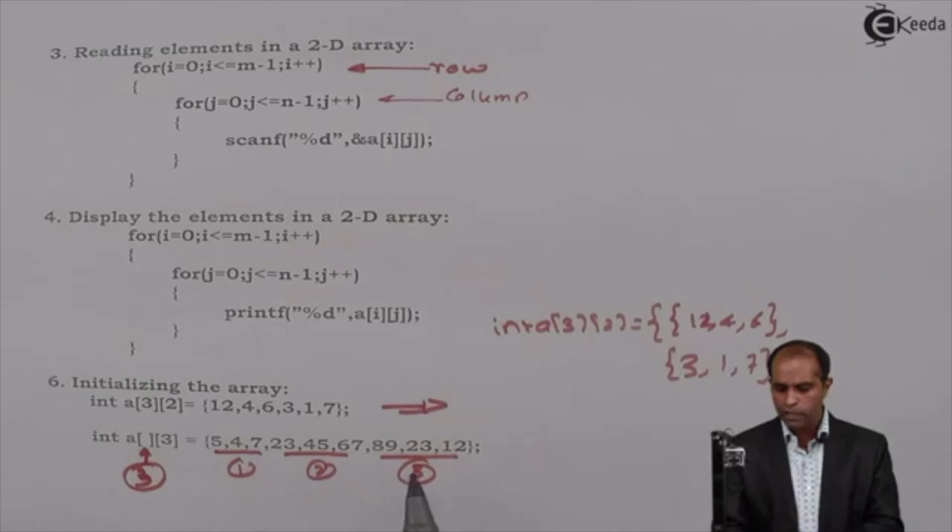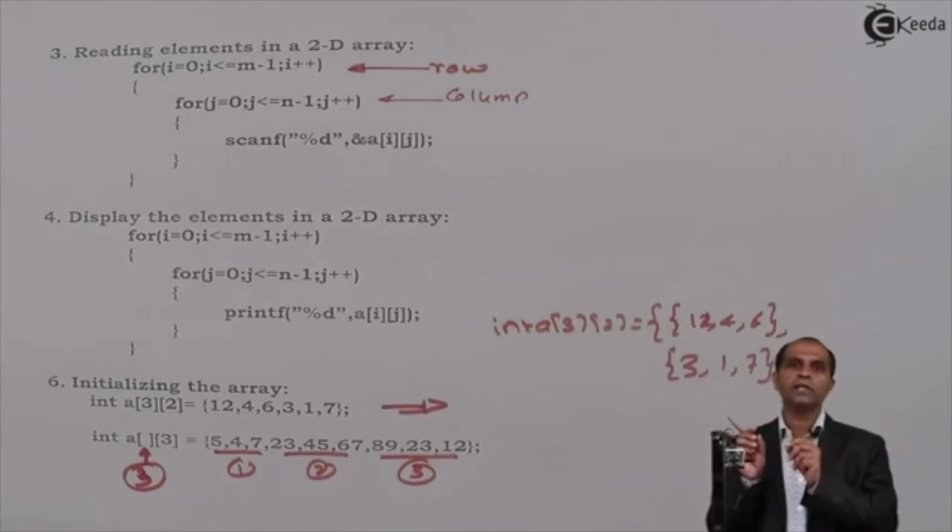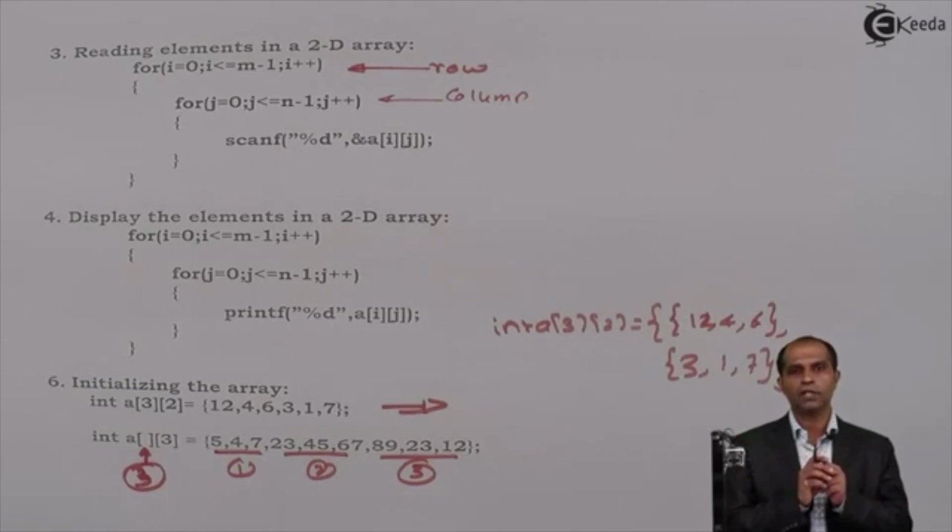Suppose I have only 7 elements. If I make groups, the first will be a complete group, the second will be a complete group, but the third group will have only 1 element. In that case, those remaining elements will be taken as garbage values. So the first bracket can be kept as optional.